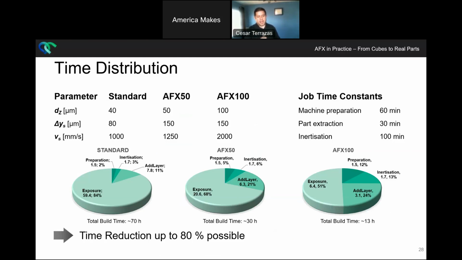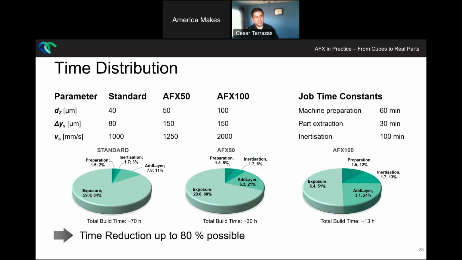Now, having in mind that your time constants are going to be like the machine preparation, part extraction, and inertization, you can see the effect that that's going to have on the pie charts, as far as the distribution of time allocation. So you see that in the standard operation, the exposure is close to 84% of the time invested, right? So that's a lot of exposure time. But then when you go to the AFX 50, it drops to 68%, and then even further to 51% of the time for the AFX 100.